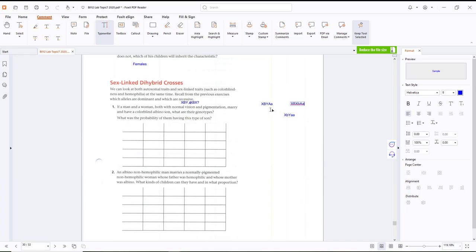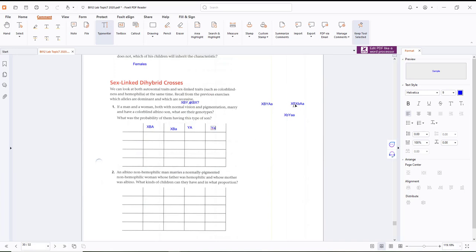Okay, so now we have to figure out the gametes. What we have to do is, again, we do FOIL just like we normally do. So we do X big B big A, X big B big A, so that's first. Outer: X big B little a. Inner: Y big A, and then last Y little a.